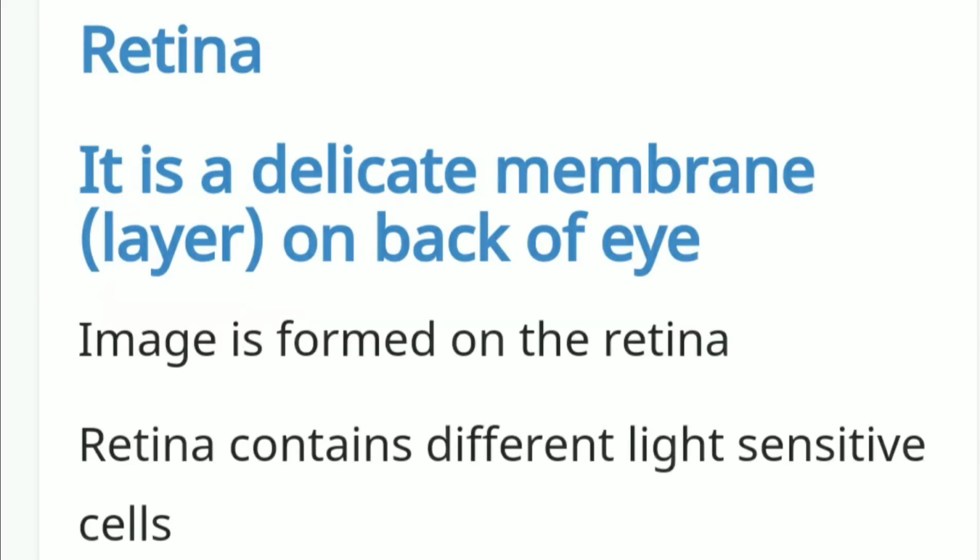Next is the retina, which is a photosensitive film on the back of the eye. A real and inverted image of the object which the eye is viewing is formed on the retina. The retina contains different light sensitive cells. These are known as the rods and the cones.